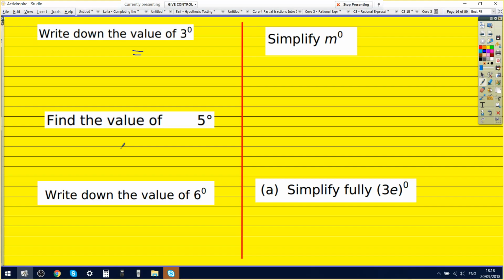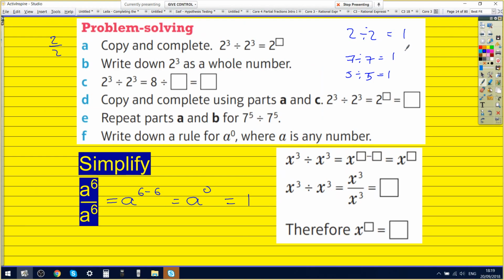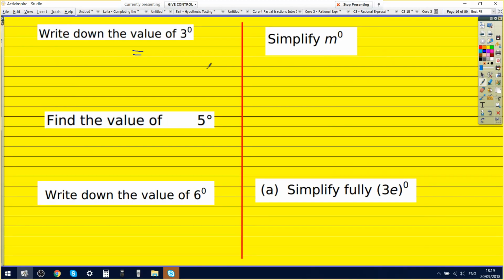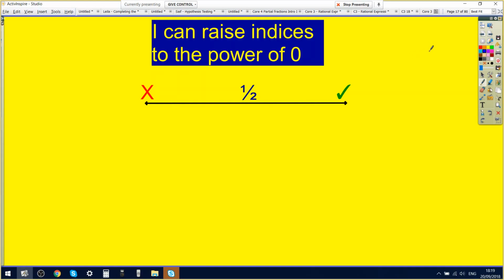Right. Top left, 3 to the power of 0. Any number to power 0? So if it's to the power of 0, it must have been divided by itself, because it's taken away from itself. 1. Yeah. So 3 to the 0? 1. 5 to the 0? 1. M to the 0? 1. And bottom right, 1. Yeah, that's it. Any number to power 0 is always 1, no matter what. M could be anything.